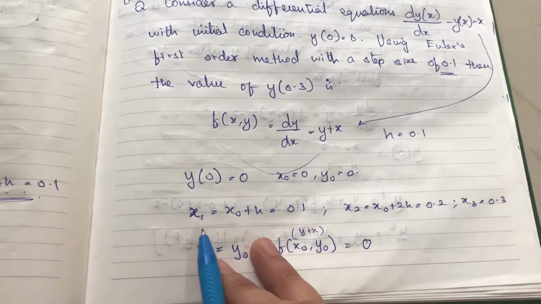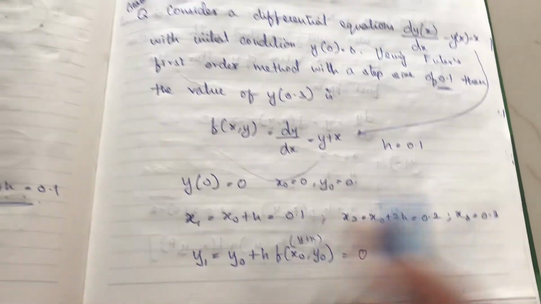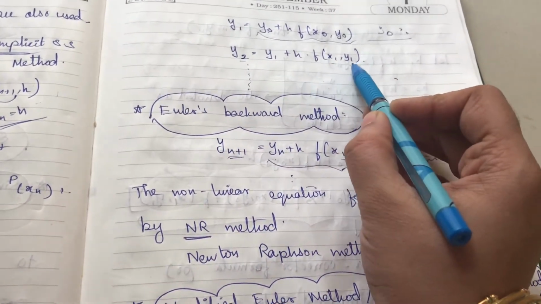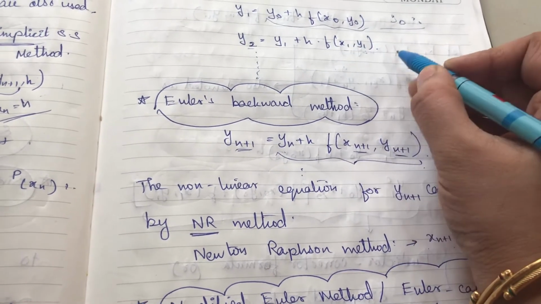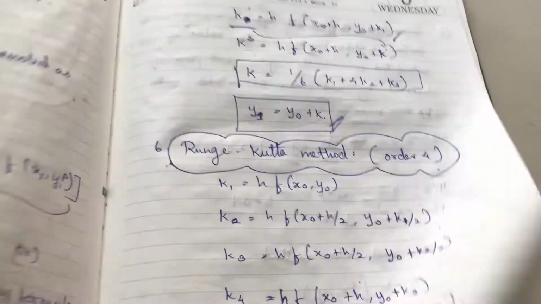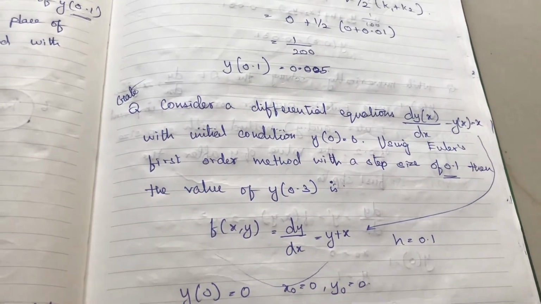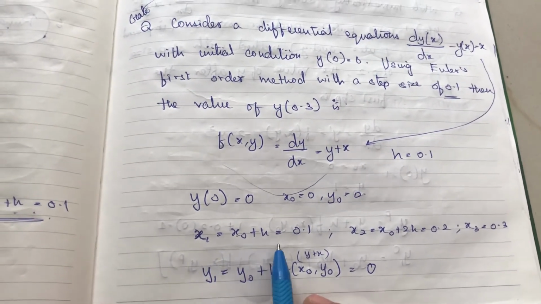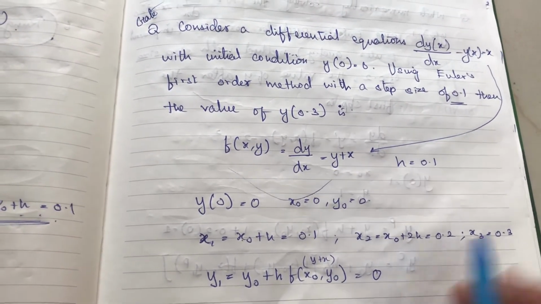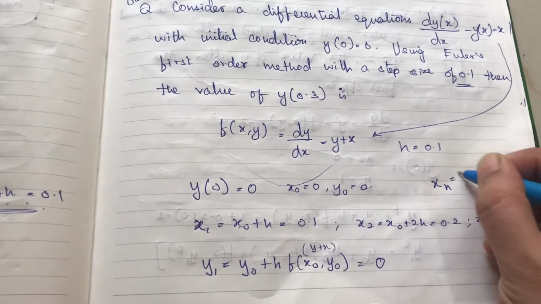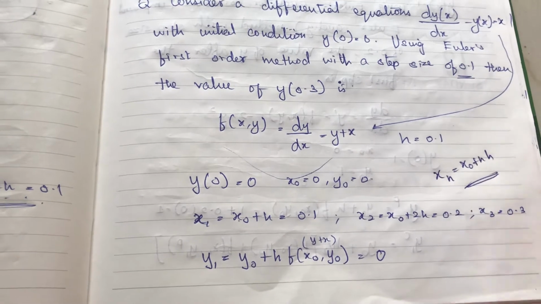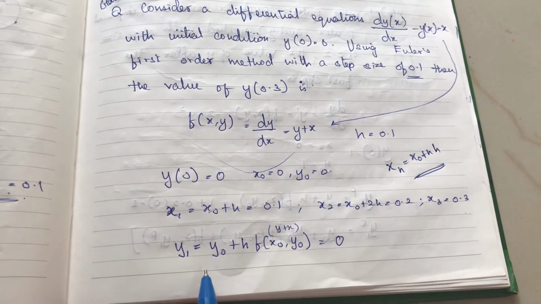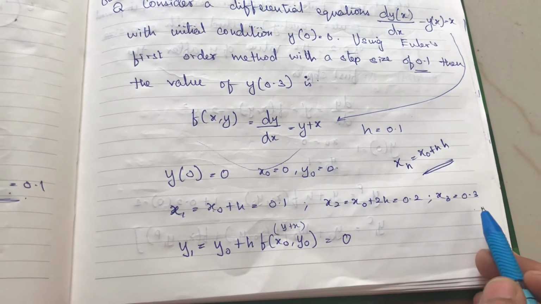For this, we need x1, x2, x3 values, because you can see in the formula we need x1, y1 and x2, y2. So first we find x1, x2, x3. x1 is x0 plus h, x2 is x0 plus 2h. The formula here is x n equals x0 plus n h. Just substitute up to 3 and you can easily find them: 0.1, 0.2, 0.3.